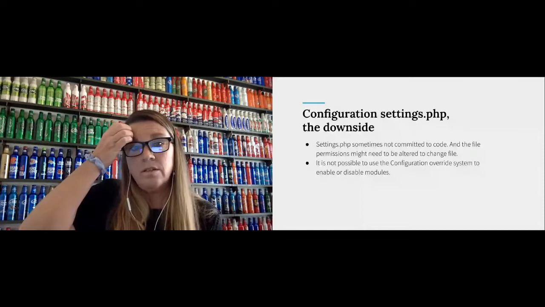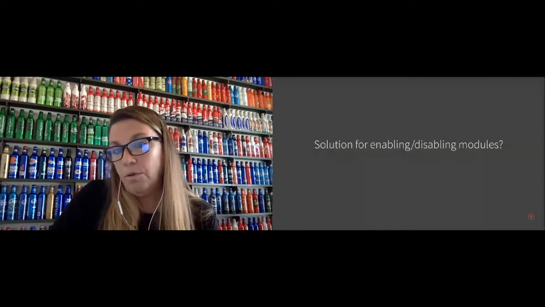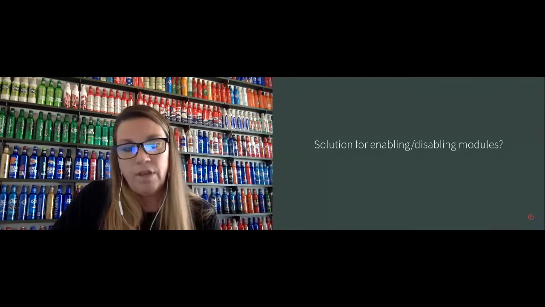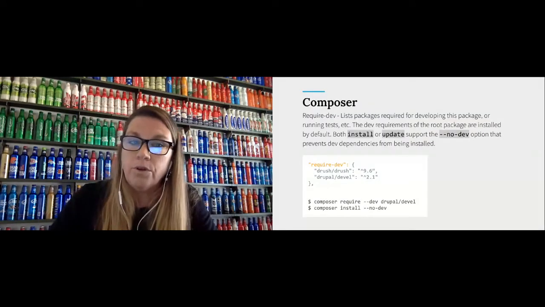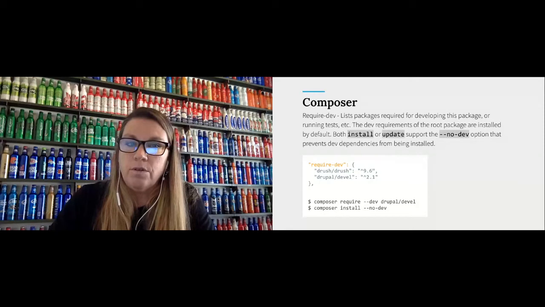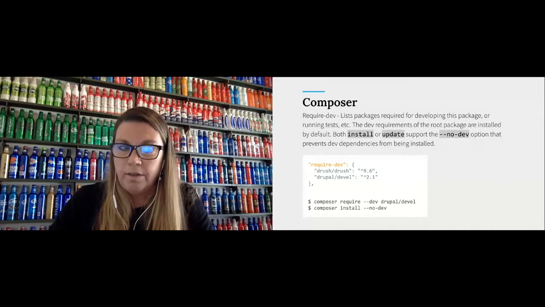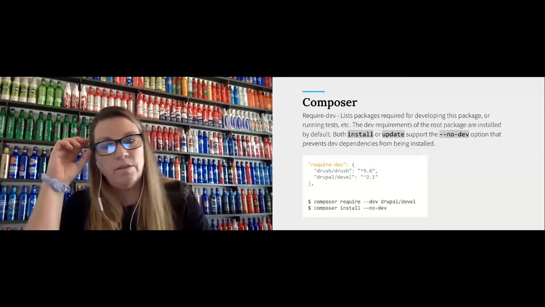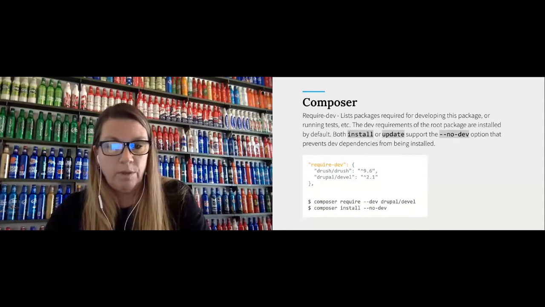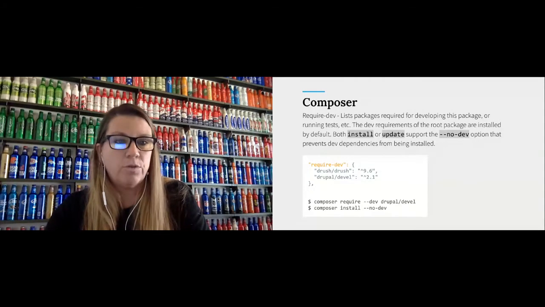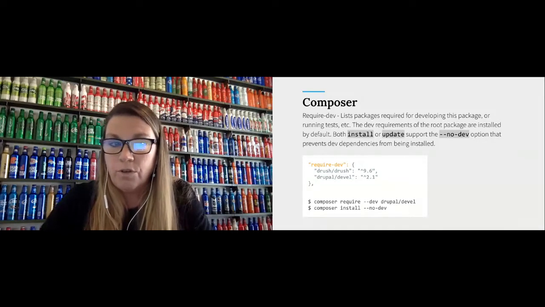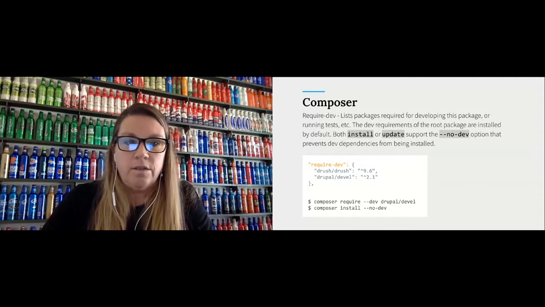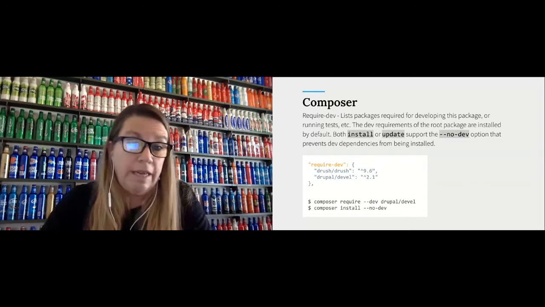So what is the solution for that? How can we enable or disable modules? Like with everything else, there are different ways to do that. One of the ways is using Composer. When you install your modules, you can use the dev option, and that puts them into the dev section. Then only those modules will be installed when you use that option in your Composer command. However, you have to remember to use it. If you just do composer install, it's not going to install them, so you have to remember to use the attributes in order to get those enabled.